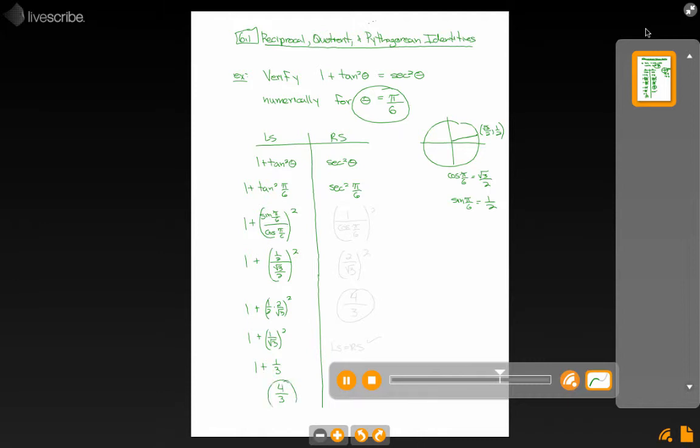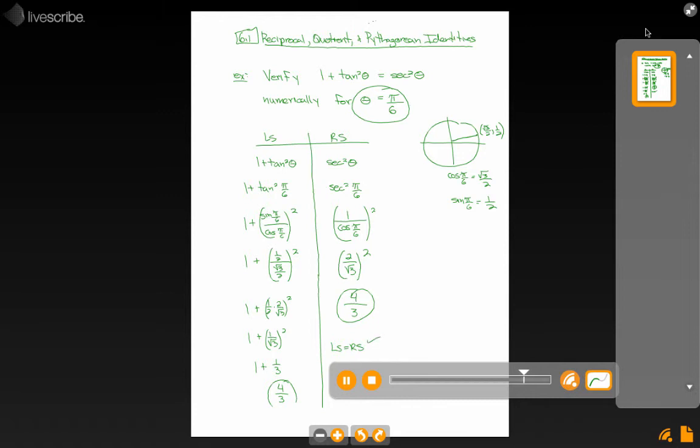Now on the right side it's a little simpler. Secant is just 1 over cosine, and I have to square that answer. So since cosine was root 3 over 2, secant is going to be 2 over root 3, and I'm going to have to square that. If you square the top, you get 4. If you square the bottom, you get 3. And you do get the left side equal to the right side.